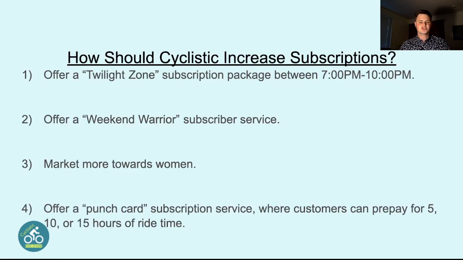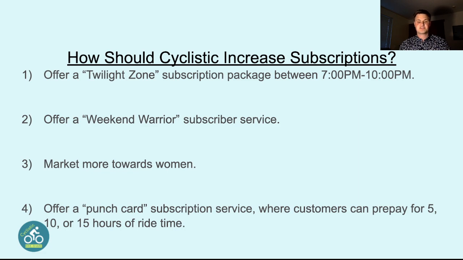So, how should Cyclistic increase its subscriptions? I've come up with 4 different options that could expand into others depending on marketing strategies, financial data, and new rider data. The first is offer a Twilight Zone subscription package between 7 p.m. to 10 p.m. The second is offer a Weekend Warrior subscriber service because a lot of bikes are available on the weekend. Third, market more towards women.